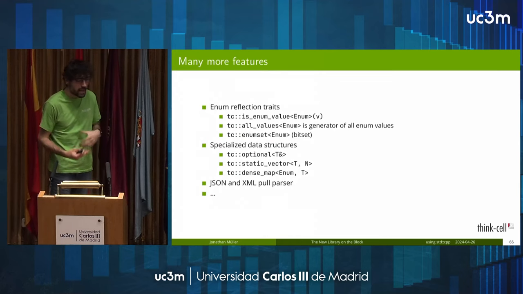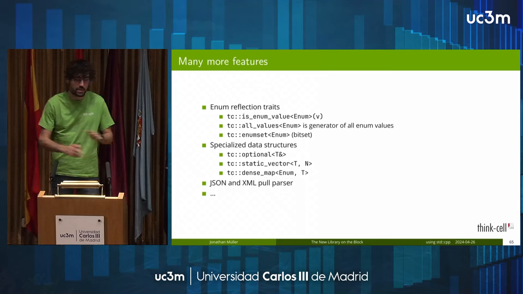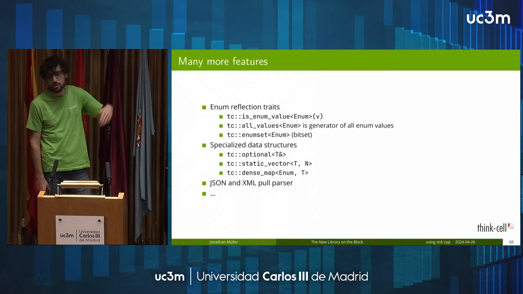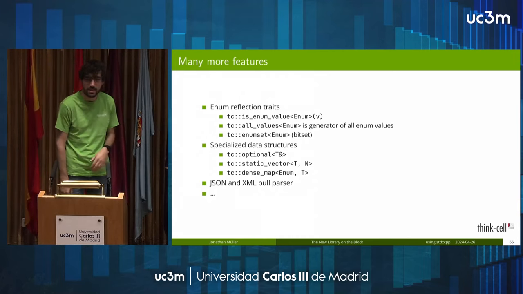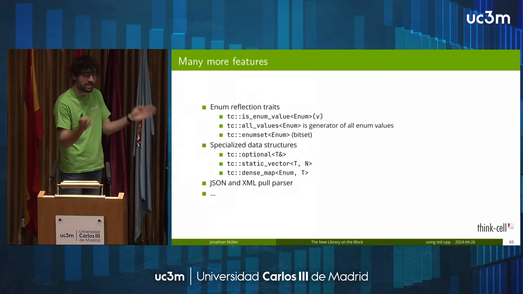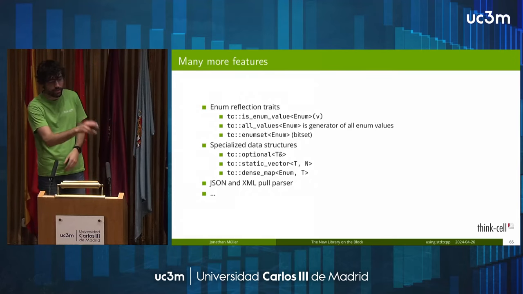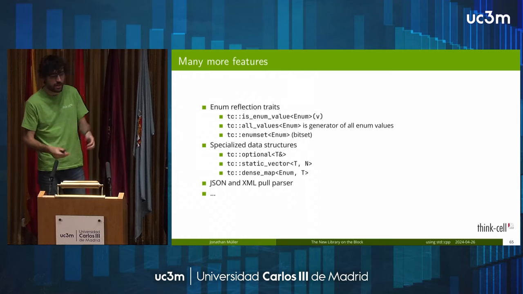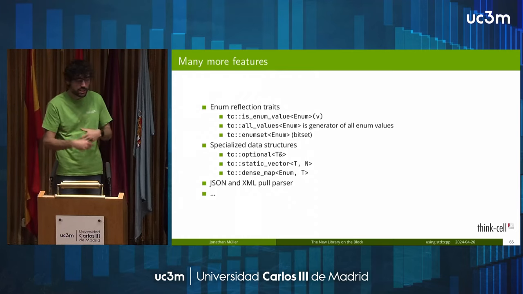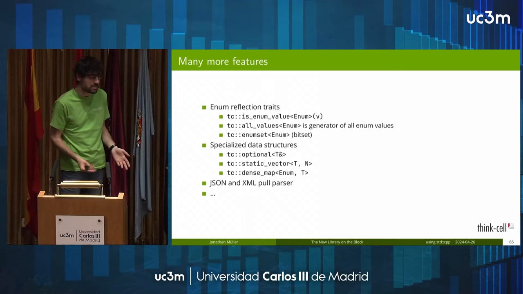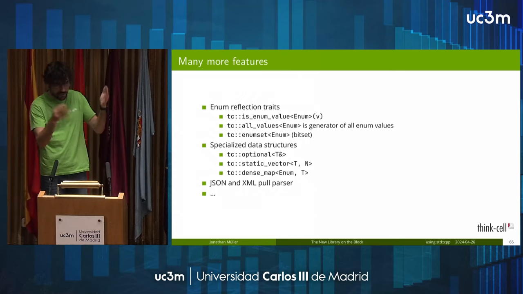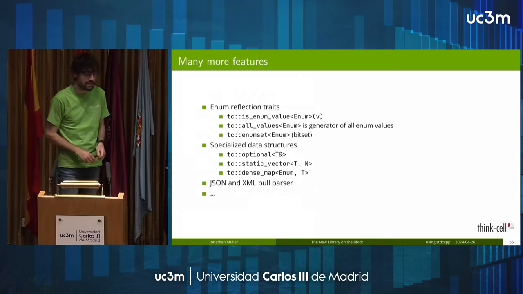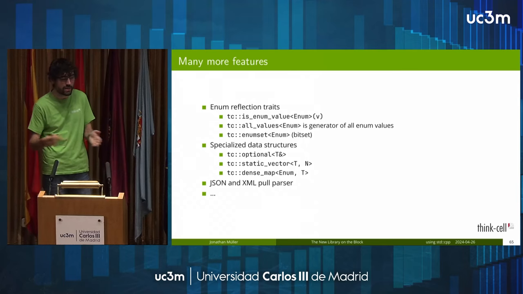So the library is a lot more extensive. We've got so many more things. We've got the usual macro-based enum reflection everybody has, right? So we've got a macro to declare an enum, and then we've got traits to get the thing. Really cool is all_values, which gives you a generator range of all the possible enum values, which is useful many times. We've got specialized data structures. We've got an optional reference. We've got a static vector with an upper limit on capacity. We've got efficient mapping from enum values to Ts.